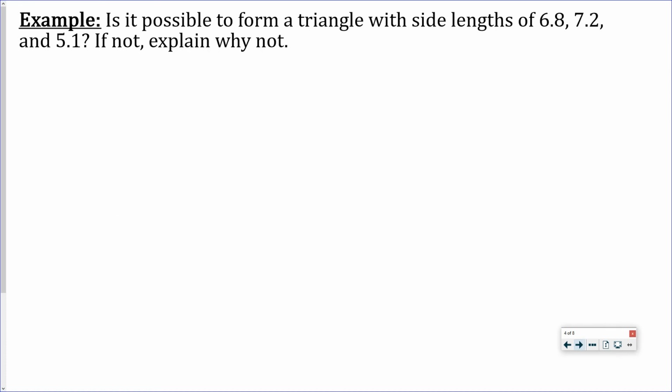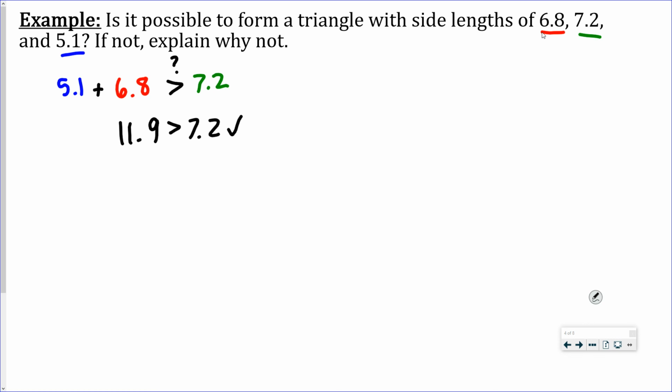What do you think if I have side lengths of 6.8, 7.2, and 5.1? All right, so as I mentioned, I like to start with my two smaller sides first. So in this case, it'd be 5.1 and 6.8. Is that sum greater than the length of the other side, which I didn't use, 7.2? What do you guys say? Yes, this is 11.9, and that indeed is greater than 7.2. Good, check.